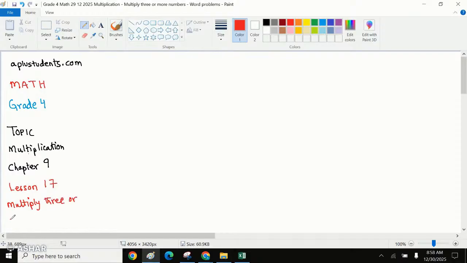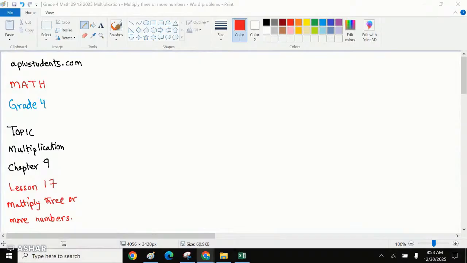or more numbers together. We would be looking at word problems today. Okay, we will be doing word problems for this. So let's go to chapter 9 and lesson number 17. Okay, so grade 4, chapter number 9, multiplication, and lesson number 17.